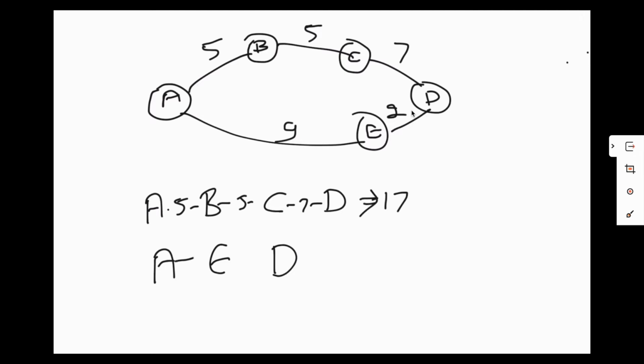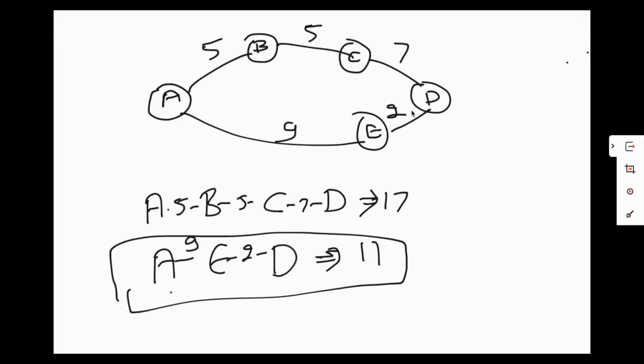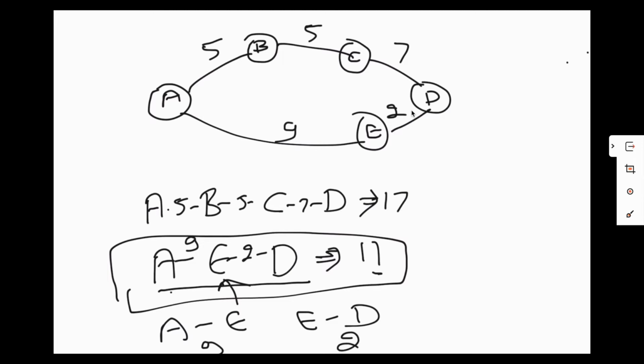And from A to E we have 9, and E to D we have 2. So here we have 11. So the shortest one is A-E-D. What does it mean? It means if there is a shortest path between A and D which goes through E and it's 11, that also means the shortest paths between A and E and between E and D are also 9 and 2. So this is called optimal substructure.